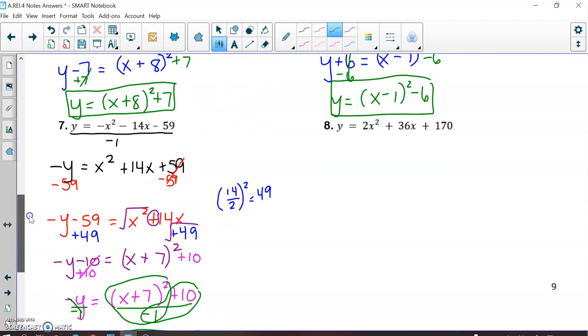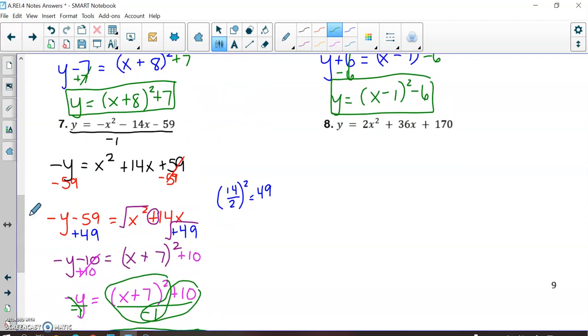All right, so same thing with number 8. We need our coefficient of x squared to be 1. So I'm going to start off by dividing by 2. But I need to divide everything by 2, including the y. So how I'm going to write the y is I'm going to write it as 1/2 y. You can write it as y over 2 as well. 2x squared divided by 2 would give you x squared. Plus 36 divided by 2 gives you 18x. And then plus 170 divided by 2 gives you 85.